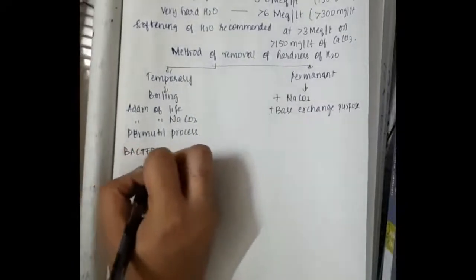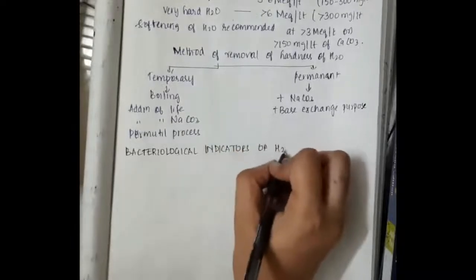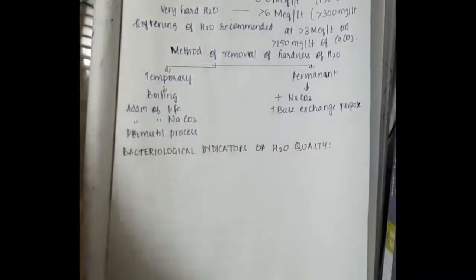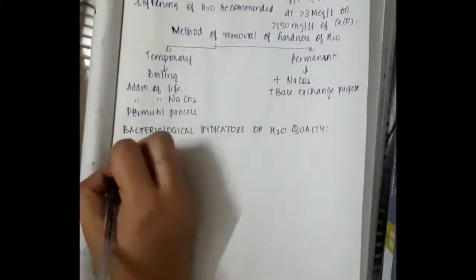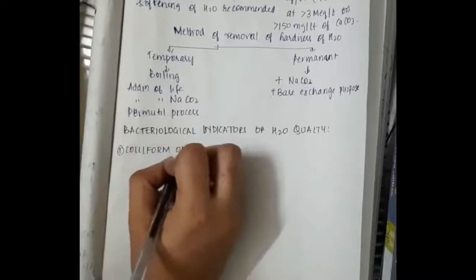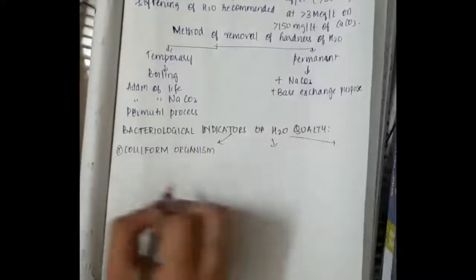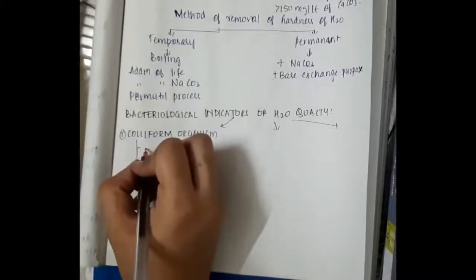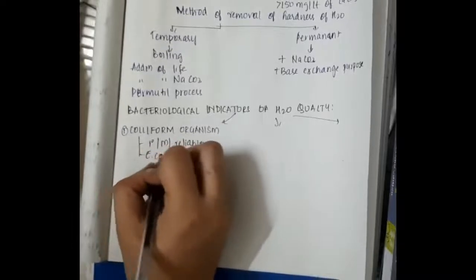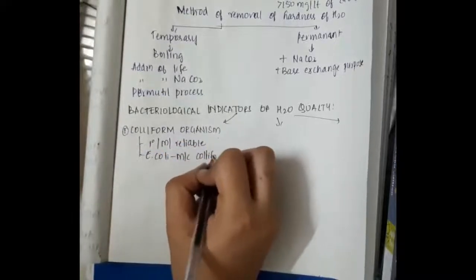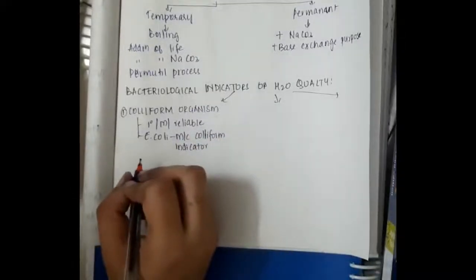Then, bacteriological indicators of water quality. These include, first, coliform organisms. Coliform organisms are the primary and most reliable indicator. Here E. coli is the most common coliform indicator. It is almost the best indicator of water quality.